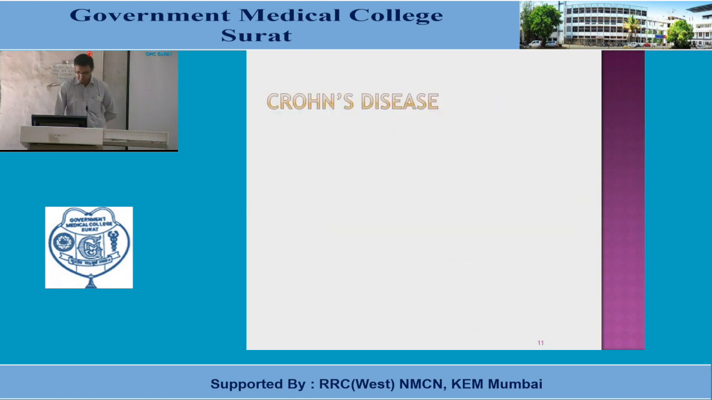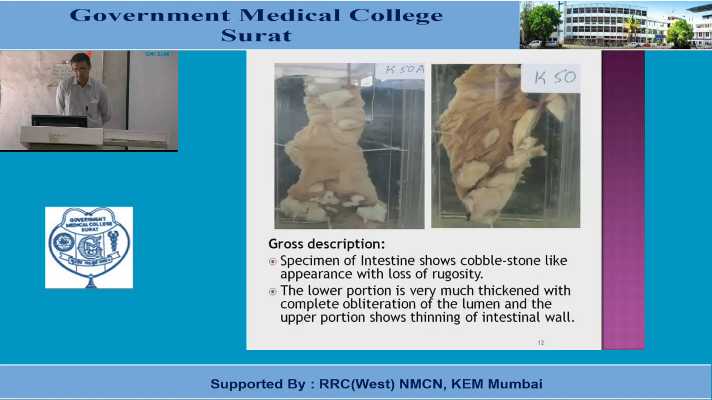Now Crohn's disease. Gross examination of the Crohn's intestine shows a cobblestone-like appearance with loss of rugosity. See here this lesion of the Crohn's disease intestine, in which there is a cobblestone-like appearance. The lower portion is very much thickened with complete obliteration of the lumen, and the upper portion shows thinning of the intestinal wall here.